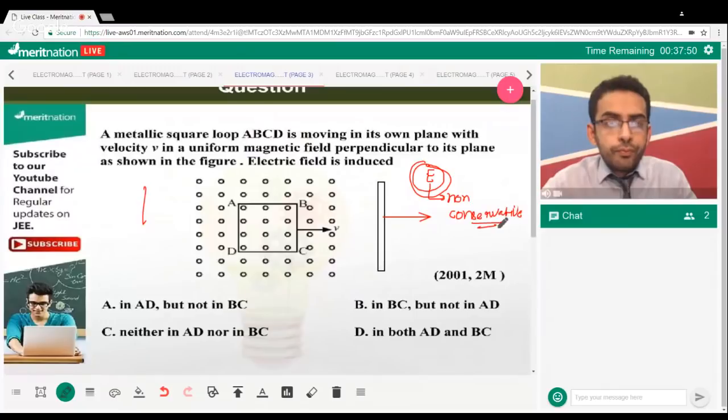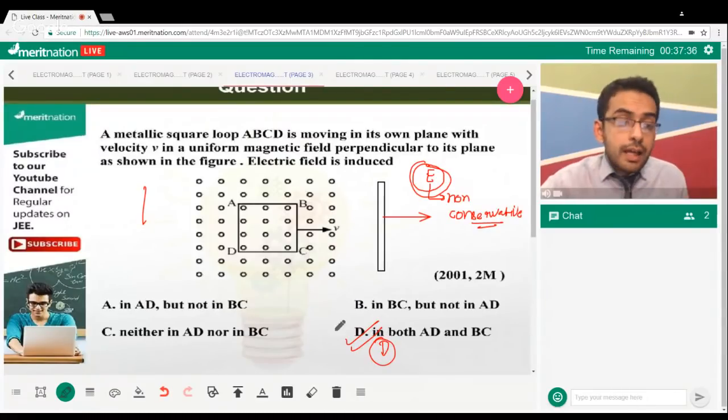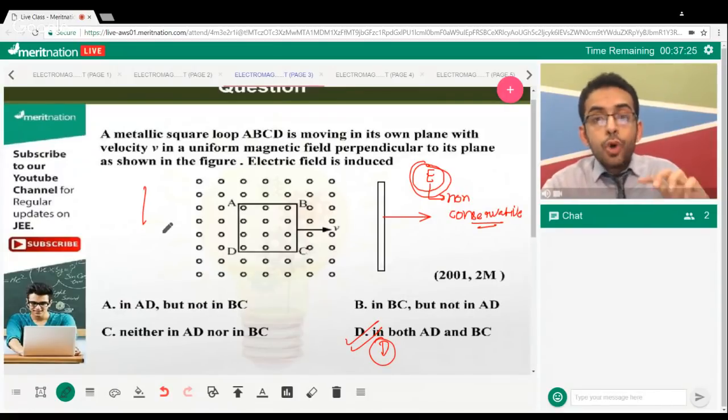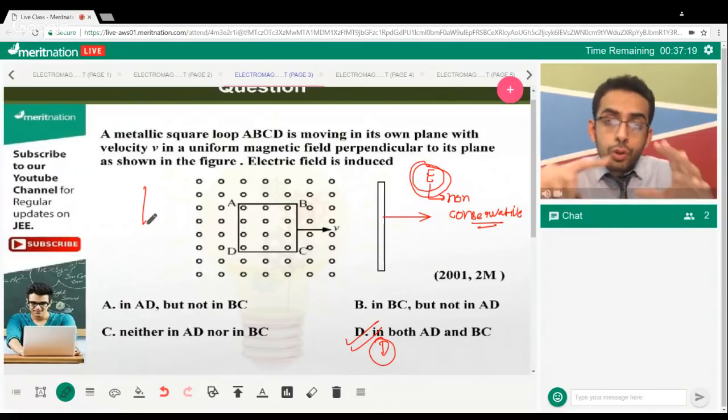Now students, we can understand that in both AD and BC there will be an induced electric field. But you should understand that the electric field induced in both of them will be the same, with the same magnitude and same direction. That's why overall there is no charge flowing in this. Overall, there is no EMF induced for the loop.